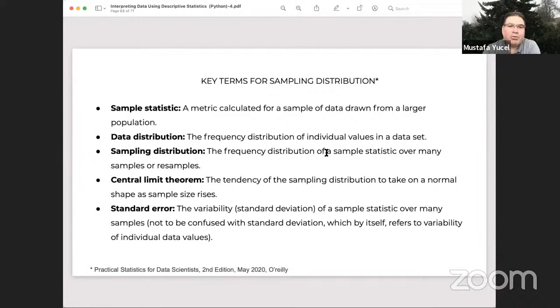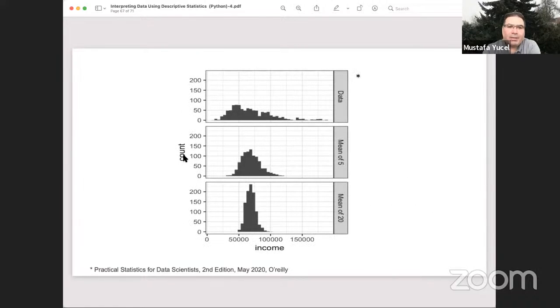Sampling distribution: the frequency distribution of a sample statistic over many samples or resamples. Here again, these are not real individuals. These are groups of individuals. And then we take, let's say, 100 samples, each with some definite size, and then we measure their average, and then we draw this graph.